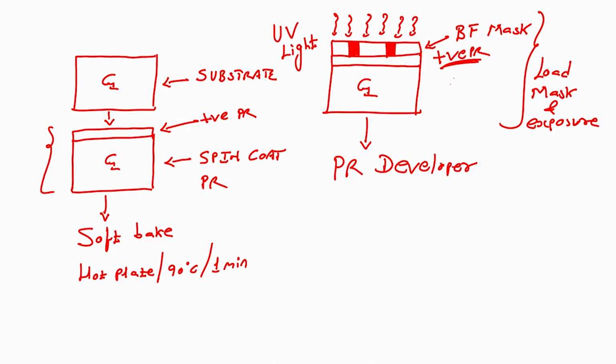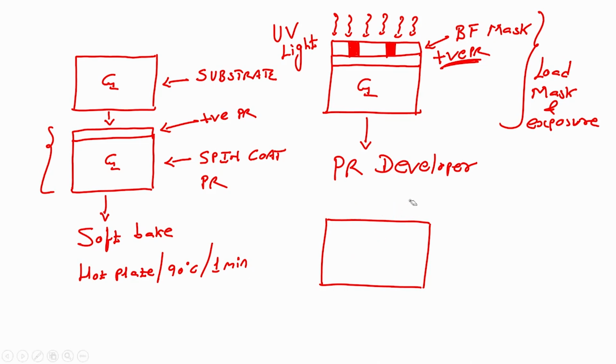Now, what kind of photoresist have we used? Positive photoresist. What is the mask that we have used? Bright field mask. So, the unexposed region will be stronger. When I develop my wafer in a positive photoresist developer with a mask which is bright field, then I will have my photoresist protected in the area which was not exposed with UV light.